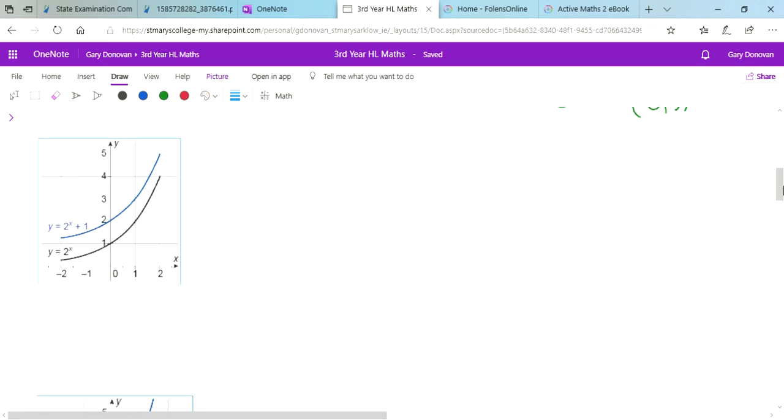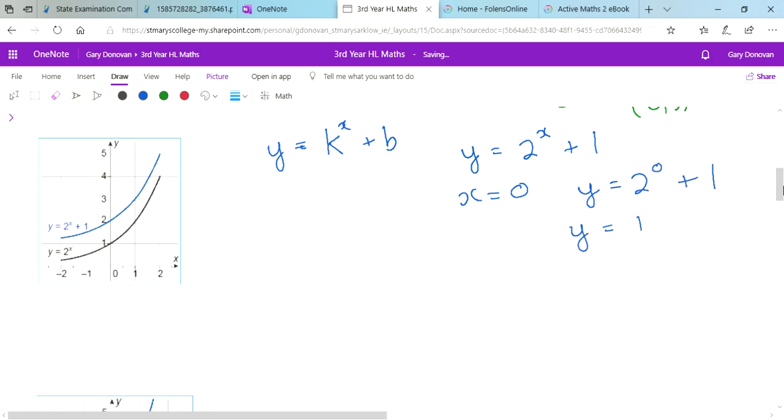Next one. This one is when we have a function in the form of y equals k to the power of x plus b. So again, let's use our example. y equals 2 to the power of x, and let's say plus 1. So when x equals 0, y equals 2 to the power of 0 plus 1, y equals 1 plus 1, y equals 2. So when x is 0, y is 2.